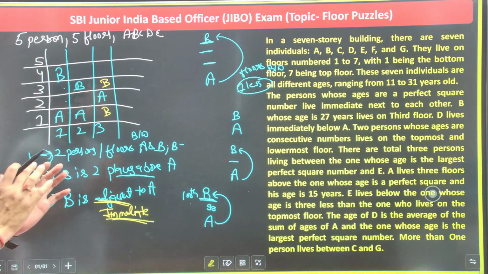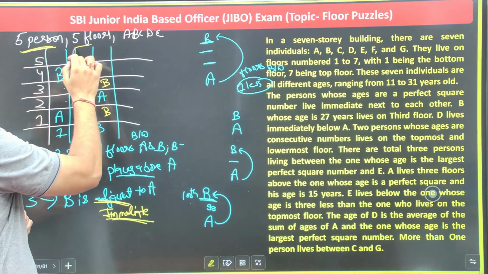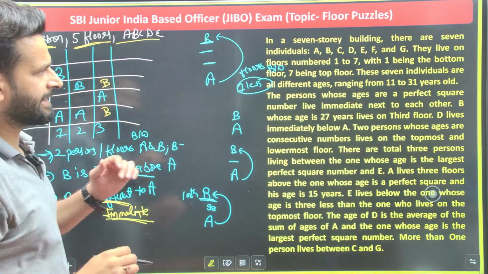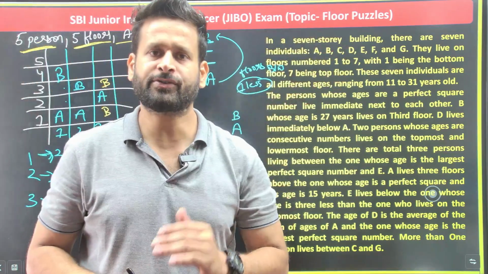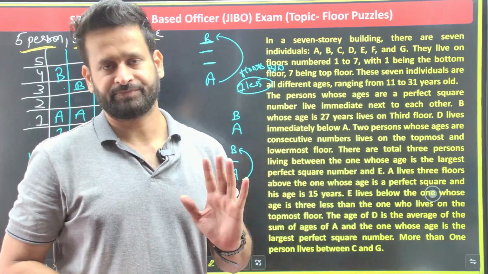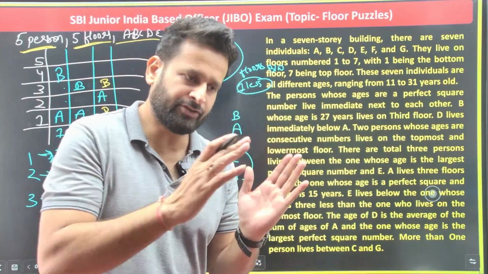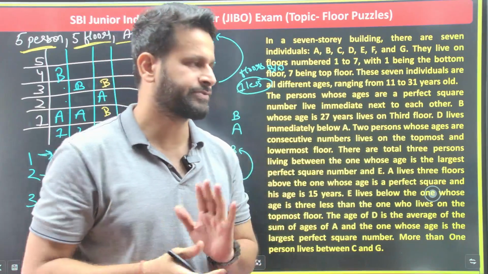So this was the case of 5 persons, 5 floors, where these are the names of persons. That means every floor was occupied by one person. No floor was vacant. On every floor, one person. So the number of persons is equal to the number of floors, right?